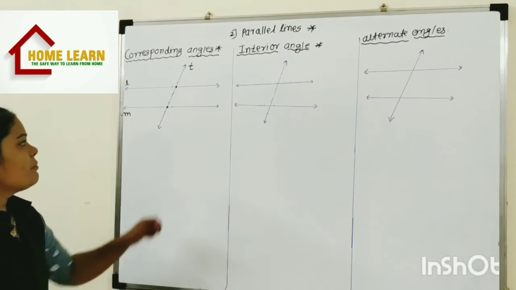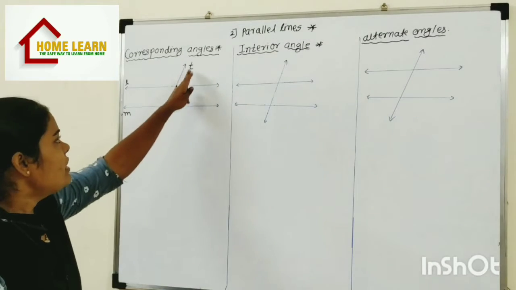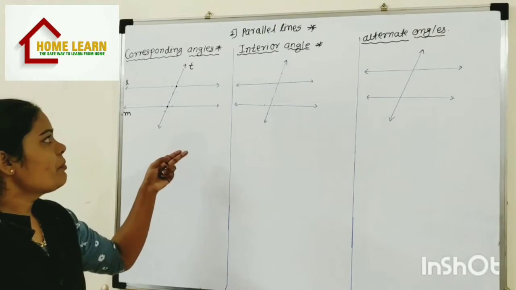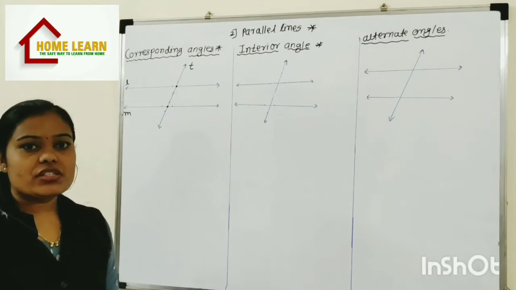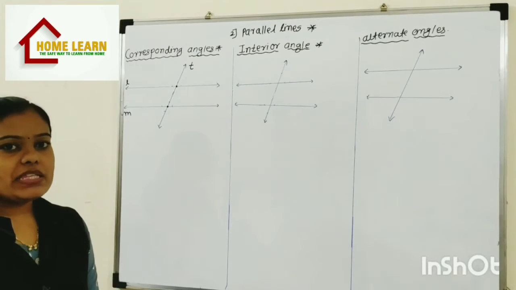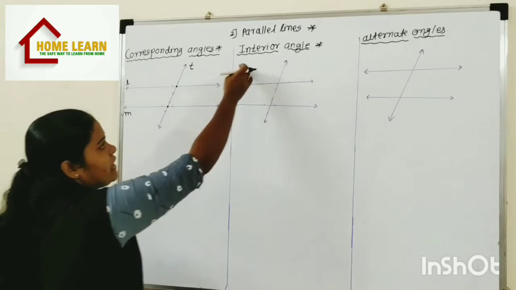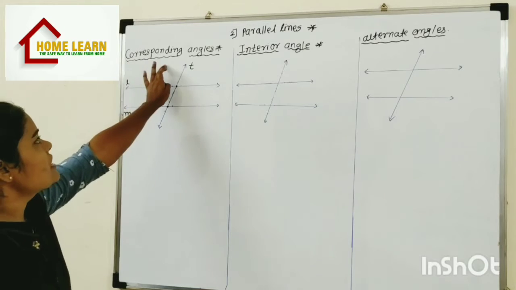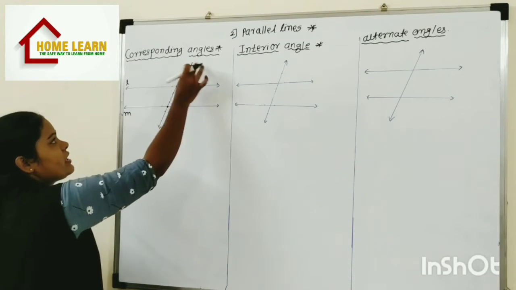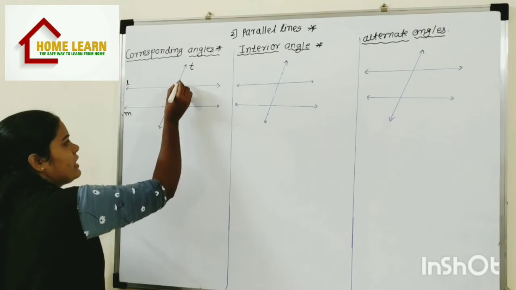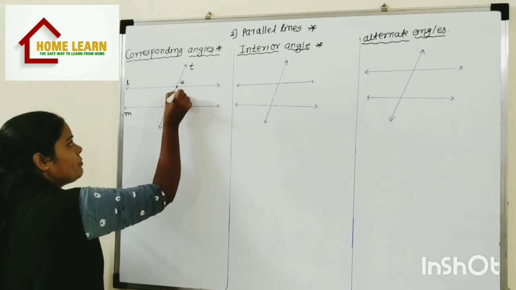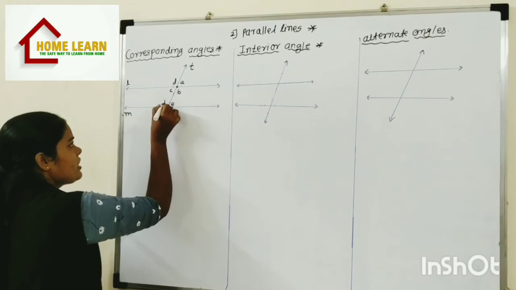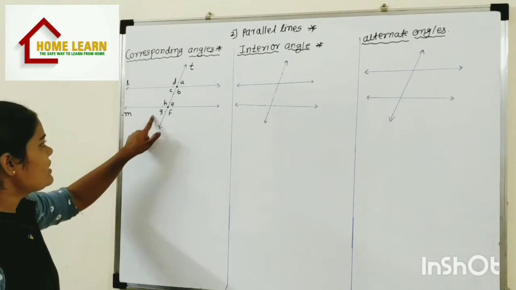Because of one transversal line, it gives 8 different angles to these lines, and there are some common angles which show some common property, and on the basis of that common property we are giving them such names. Let's see the types of angles one by one. First is corresponding angles. Before studying corresponding angles, let's mark the angles as A, B, C, D, E, F, G, H. These are the 8 angles I have shown here.